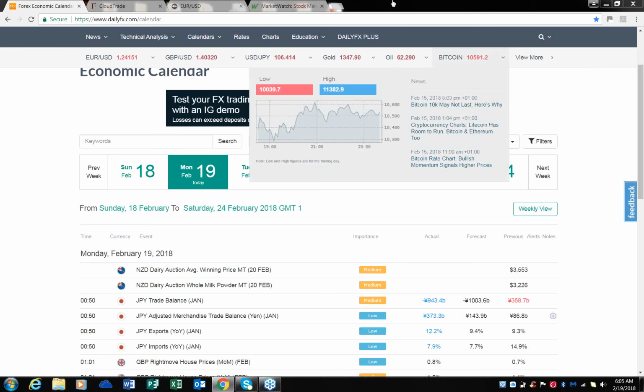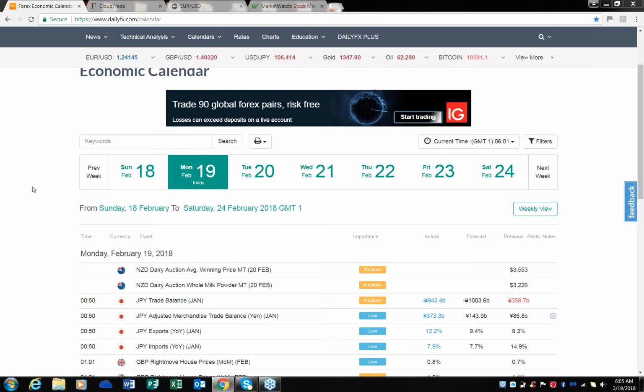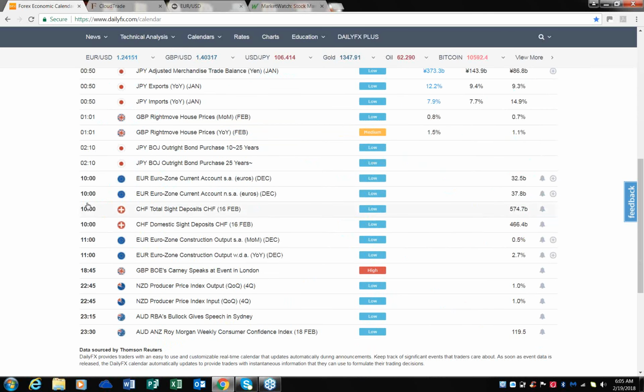Okay, so there will be no trading today, but let's have a look at the calendar anyway. Today is Monday, the 19th of February. We can see the Bank of England Governor Carney is going to speak at an event in London. That's marked as high. Usually when any governor of the central bank of a major economy is speaking, it could be a minor or inconsequential event, but because they're the governors of the central banks in their countries, it's usually classified as high.